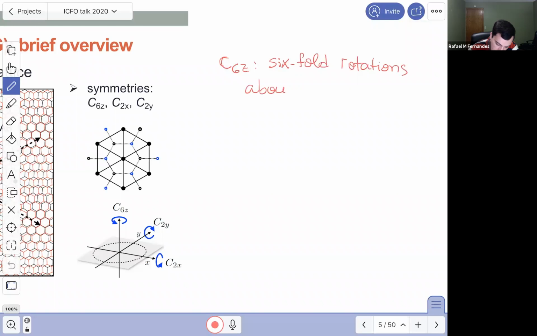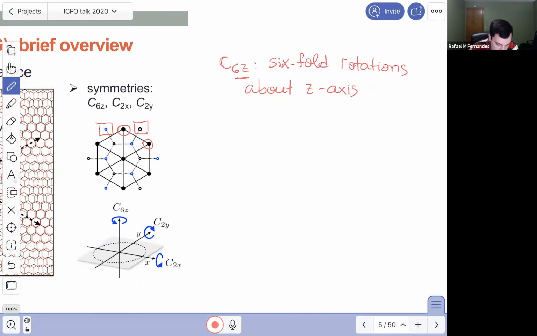If I do six-fold about the z-axis, that's what it means, I get the same thing. And you can see it from here, right? If I take this point and I rotate by 60 degrees, I go here, it's the same point. This point here, this black goes to blue, these are two sublattices, but they're equivalent. If I have what's called valley symmetry, these remain equivalent points, okay?